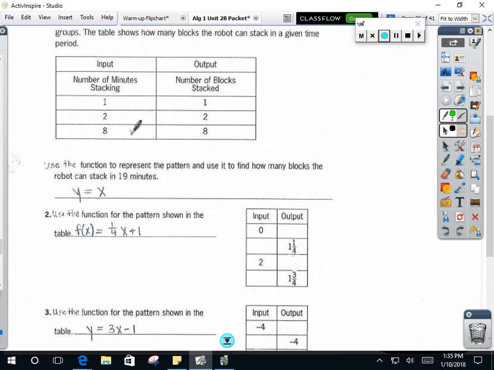The equation that would represent this is y equals x, because if these are the x's and these are the y's, aren't they equal every time? Okay, how many blocks can the robot stack in 19 minutes? Right.